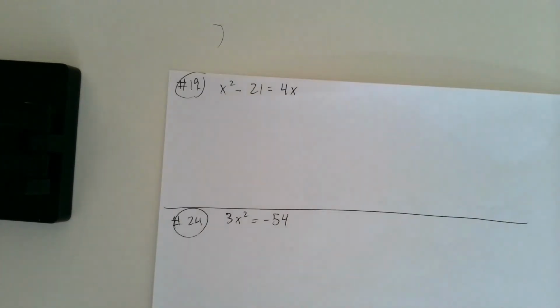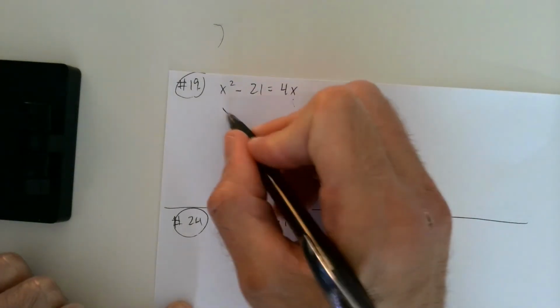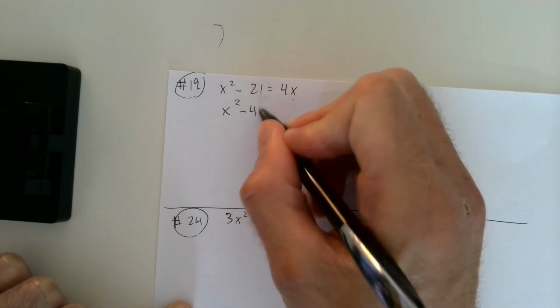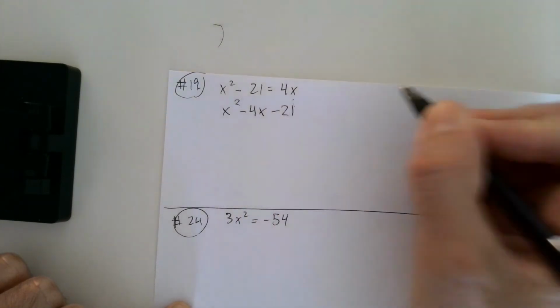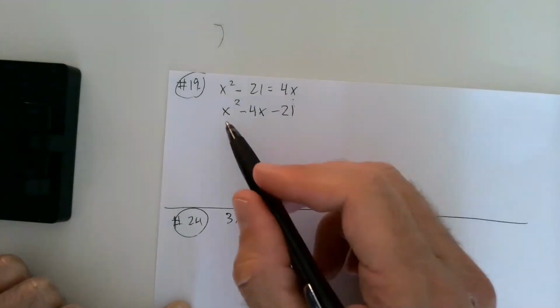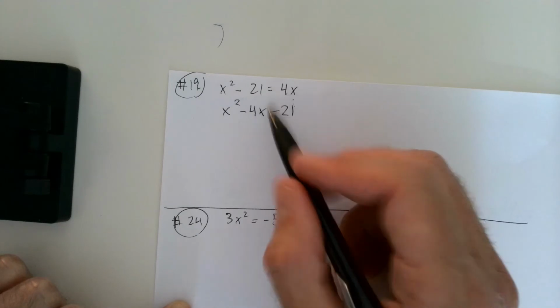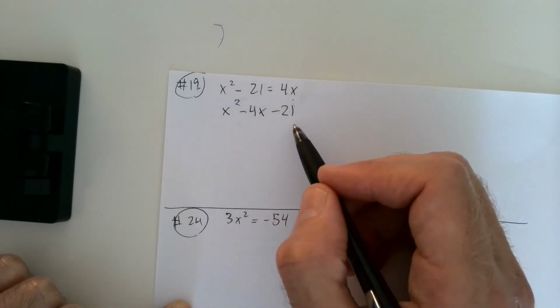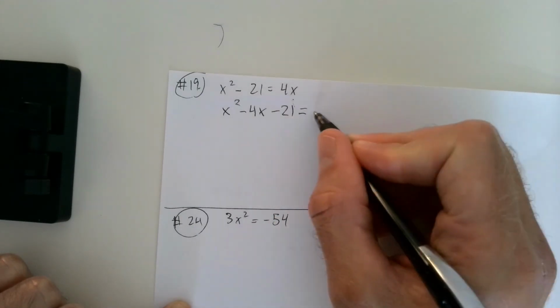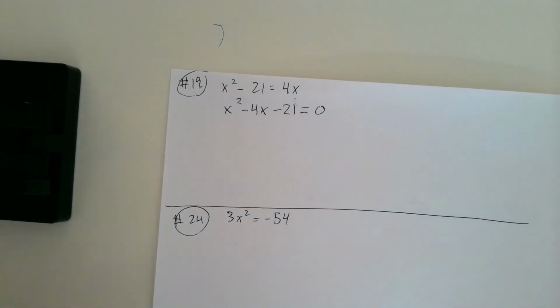Number 19, we have to subtract 4x on both sides. Okay, what I'm seeing a fair number of students do, and it's a common mistake, is they write this as their next step. But then we had an equation, and all of a sudden there's no equation. Be sure you don't forget to put equals 0. We need an equation if we start with an equation.